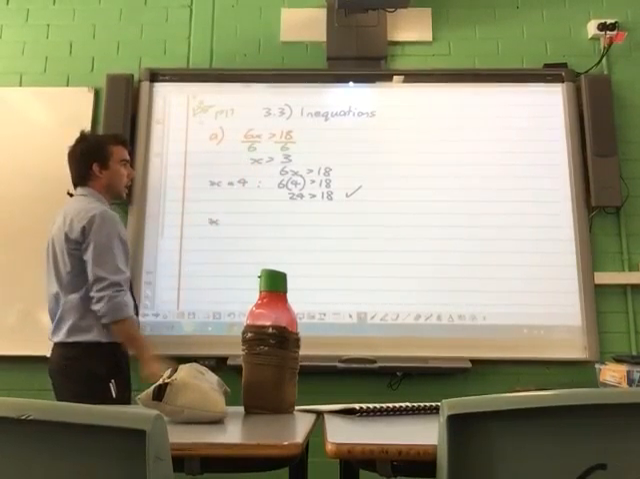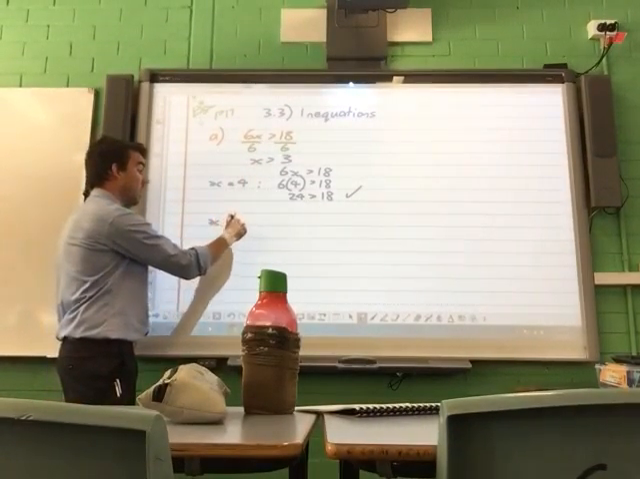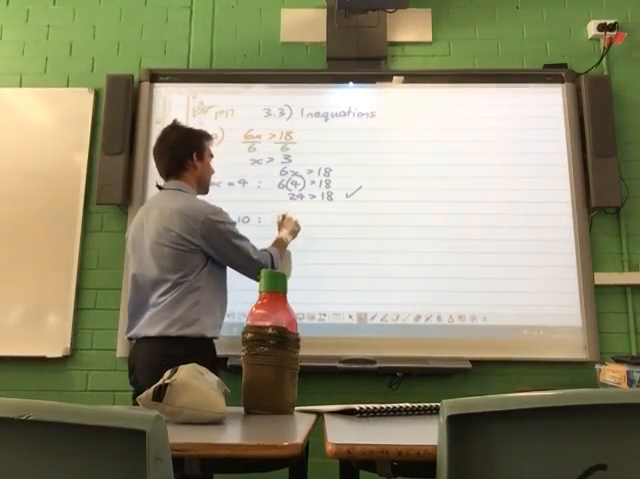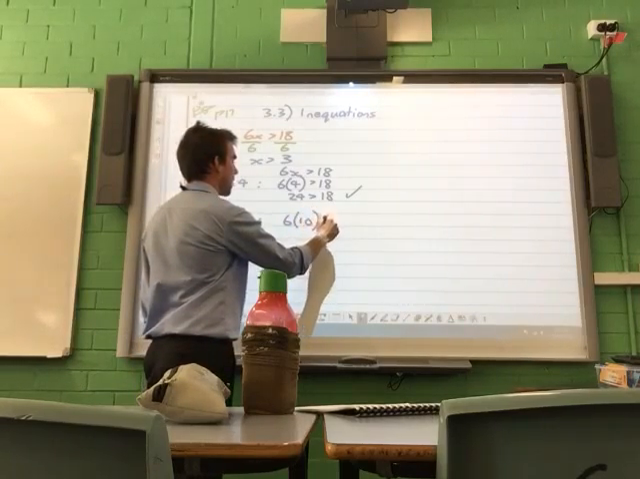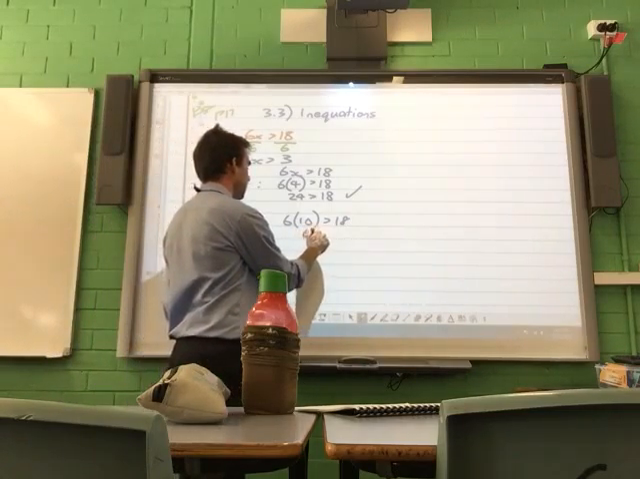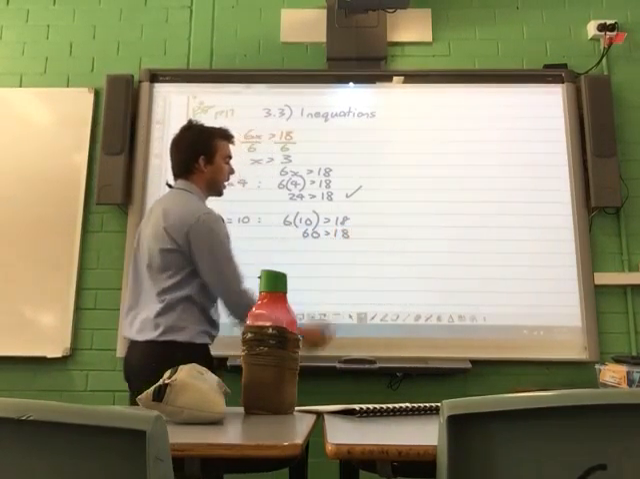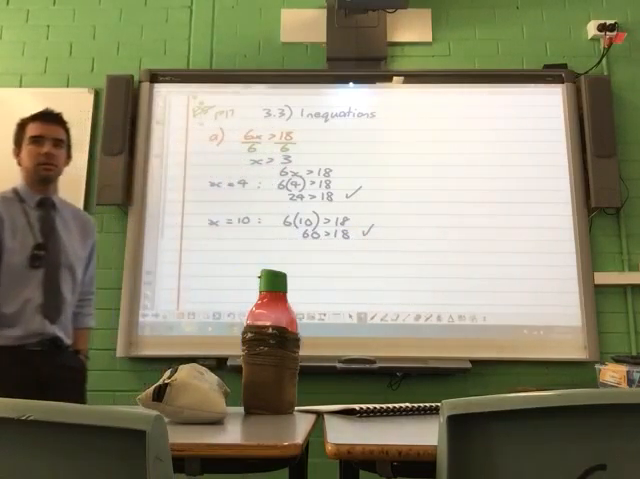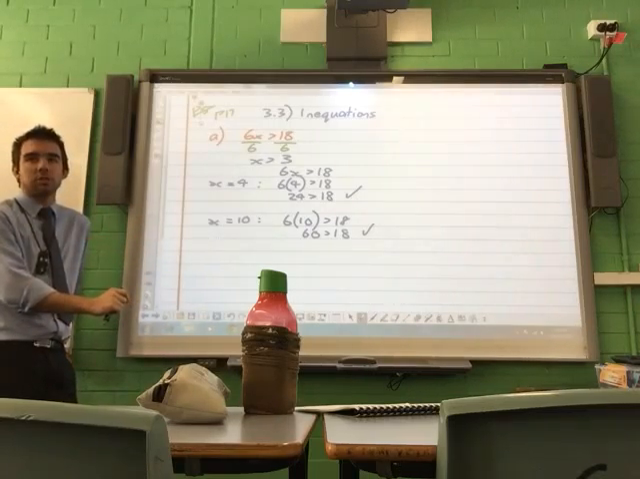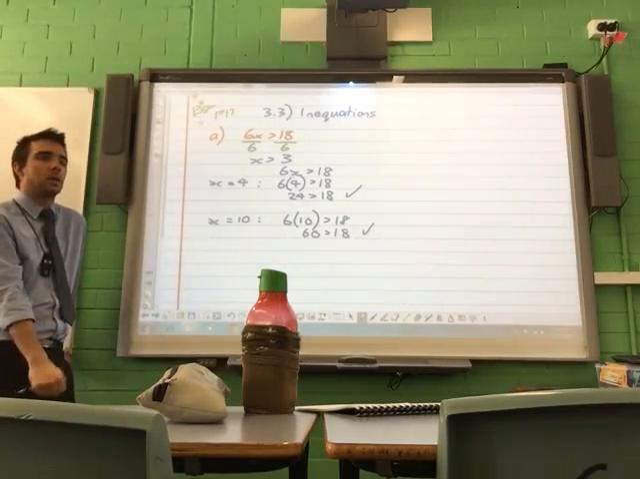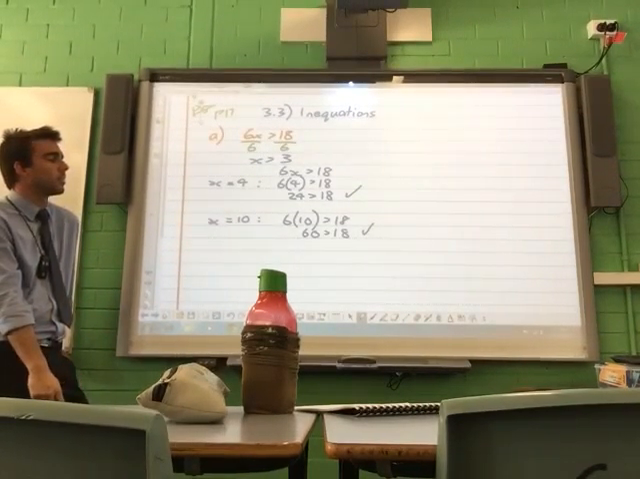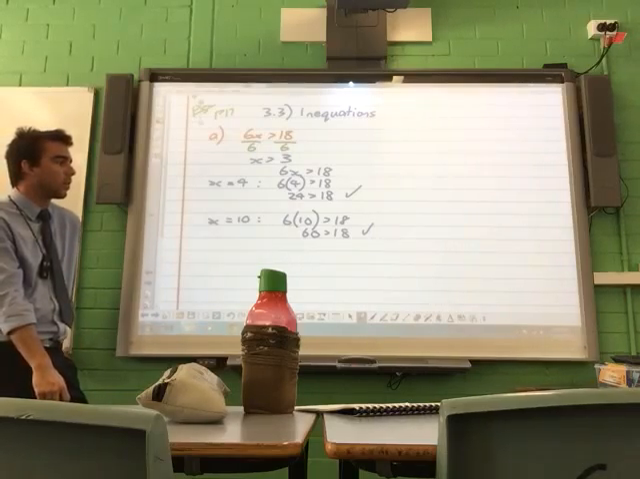Alright, so another number that's greater than 3, 10. So 6 lots of 10, is that greater than 18? Okay, so 6 lots of 10, which is 60, is greater than 18, yes. So what this is trying to get at is there's an infinite number of solutions for our inequality. For an equation it will typically be 1 or 2, or 0, that can happen. For an inequality, any number that's greater than 3 works.